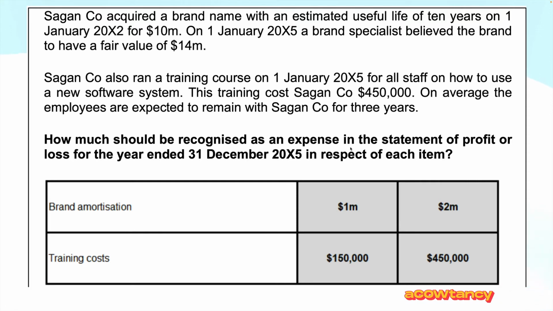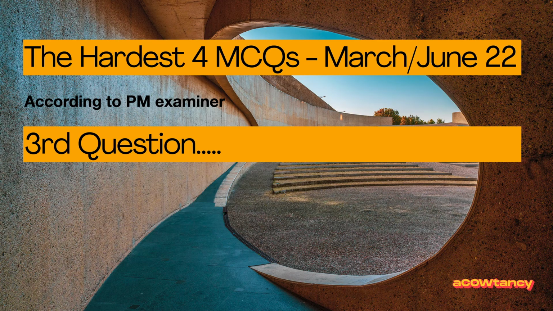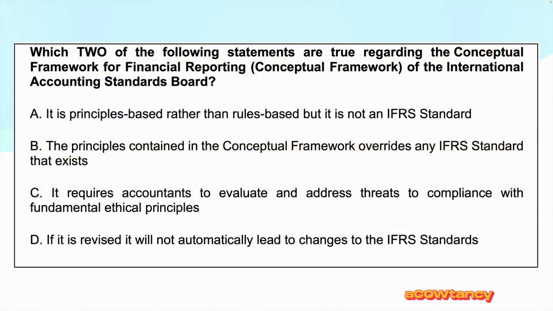So the question says, how should you recognise these figures? Well, brand amortisation then, 10 million over 10 years, 1 million would be the figure then that would go into the P&L for that. And the training costs, do you spread it over 3 years or do you put it all in the year it was paid for, the year it was incurred? In the year it was incurred because we don't control it, so 450,000. Keep going then, the third hardest question, or the third question in the 4 hard questions, all about the conceptual framework.